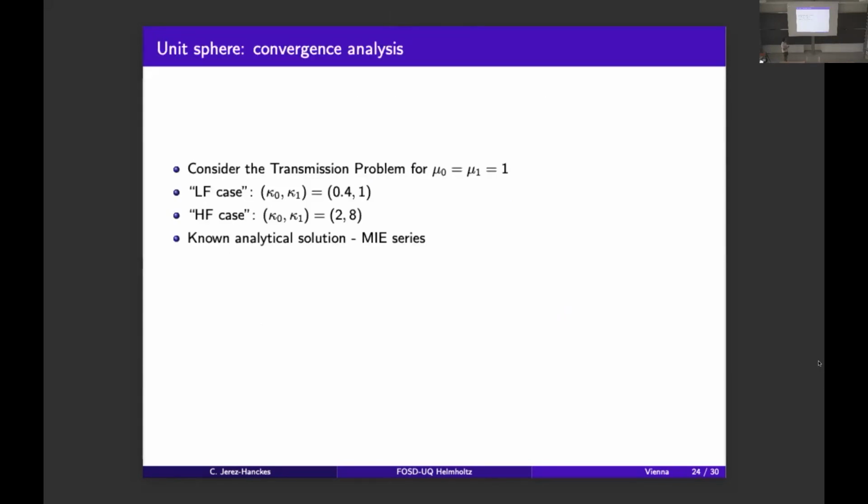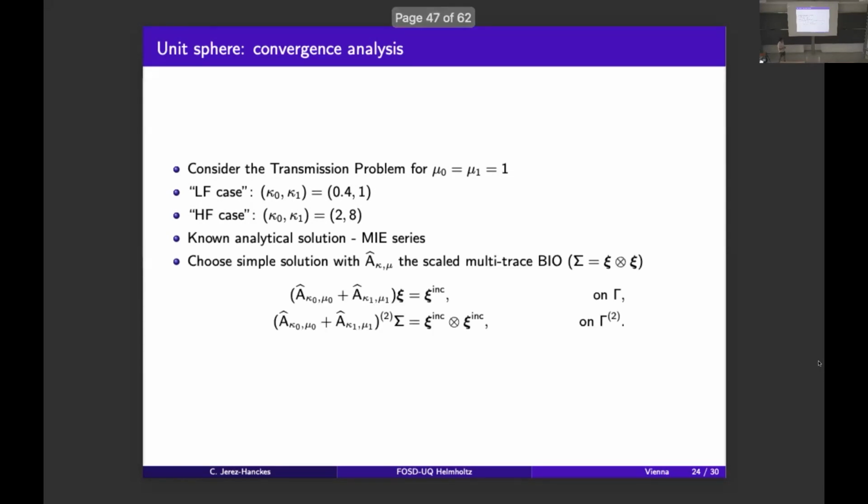Now, let's consider, for instance, the transmission problem, just for the sake of simplicity without any jumps on the mu0, mu1. So you have what we call the low frequency case, where you have a K0 of 0.4 and a K1 equal to 1, and a kappa of 8. And for this, you know the Mie series solutions, so you can compare your solutions to this. Here we use a single trace formulation.